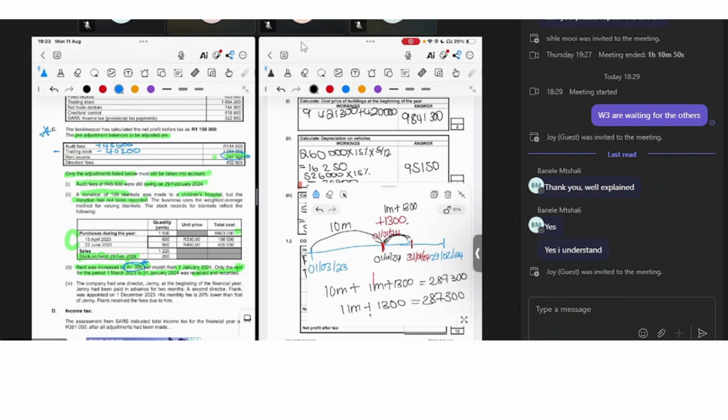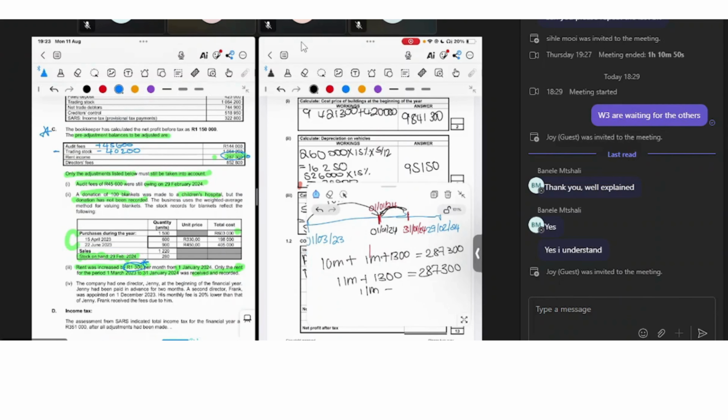This would then give us 11M plus the 1,300 equals 287,300. Then we take the 1,300 to the other side, so it will be a minus, leaving us with 286,000. Then once we divide by the 11 on both sides, we're left with M. So 286,000 divided by 11 gives us 26,000. And that is the rent before the increase.